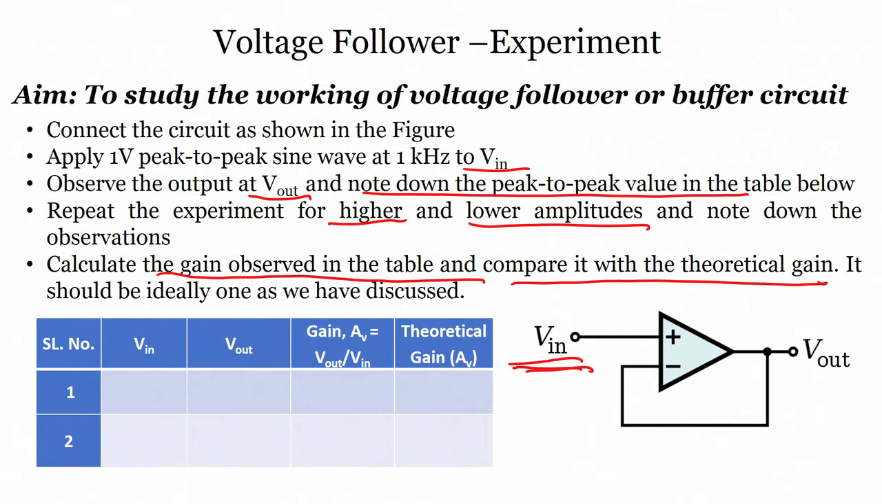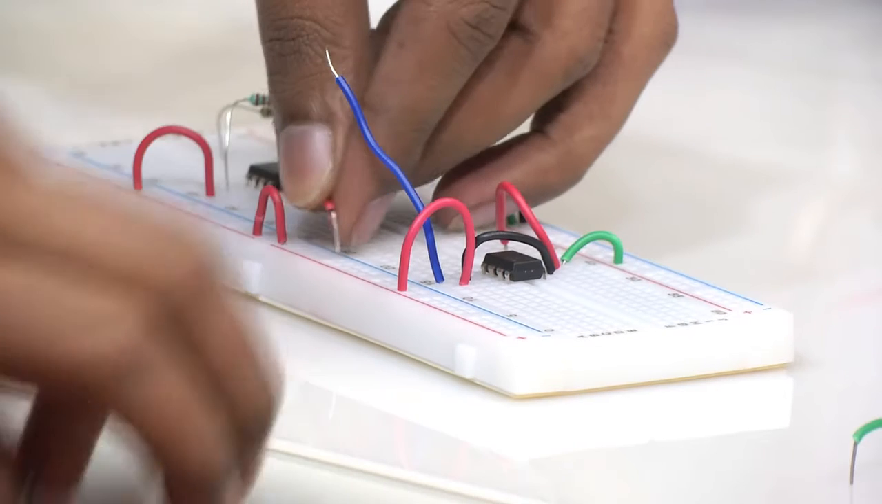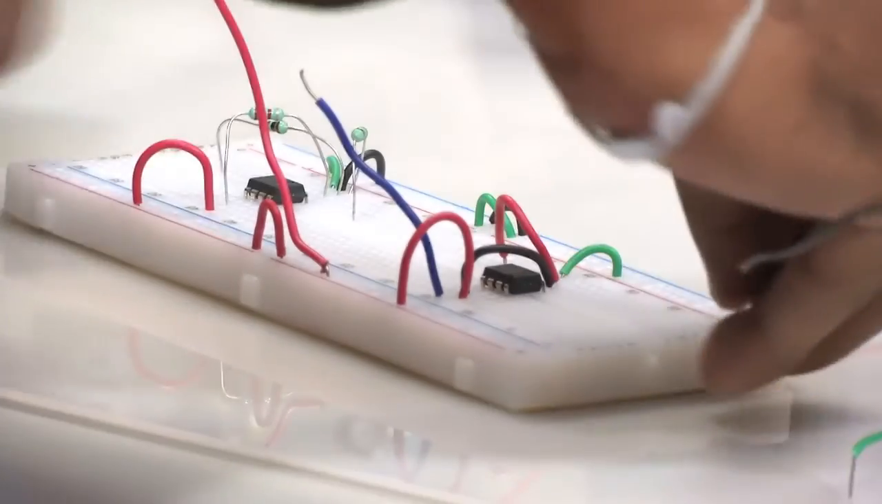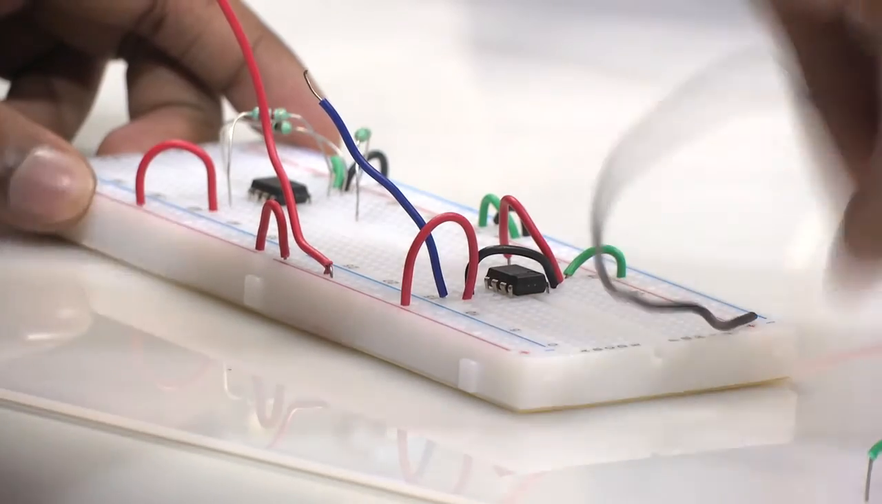Now, we have to use the breadboard. We are now understanding the voltage follower circuit, which Suman is helping us with right now. He will connect the voltage follower as shown on the screen, on the breadboard. What he is doing is, first he is applying the bias voltages of plus minus 15, right, plus minus 15.